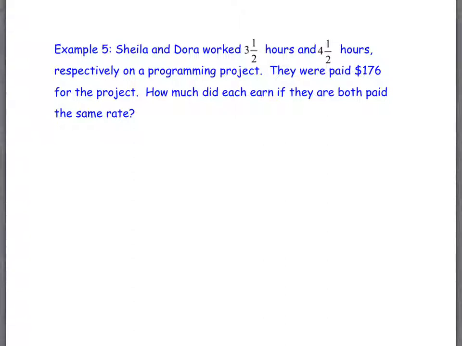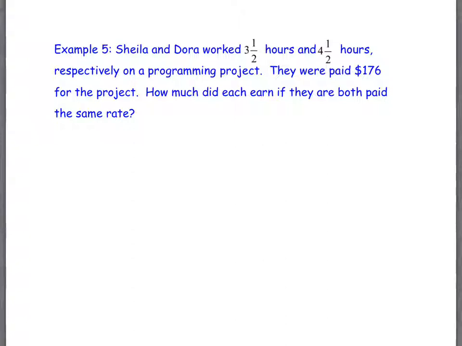Now, I don't know about you, but if I'm Dora, I don't want to get paid half of the amount because I worked more than Sheila did. So we're going to try and find a way to make this appropriate so that they actually get paid for the amount of work they did in an appropriate way. Did you understand the crux of the problem here? We want to get paid the amount we really worked. Okay? All right. So what are we comparing in this problem?